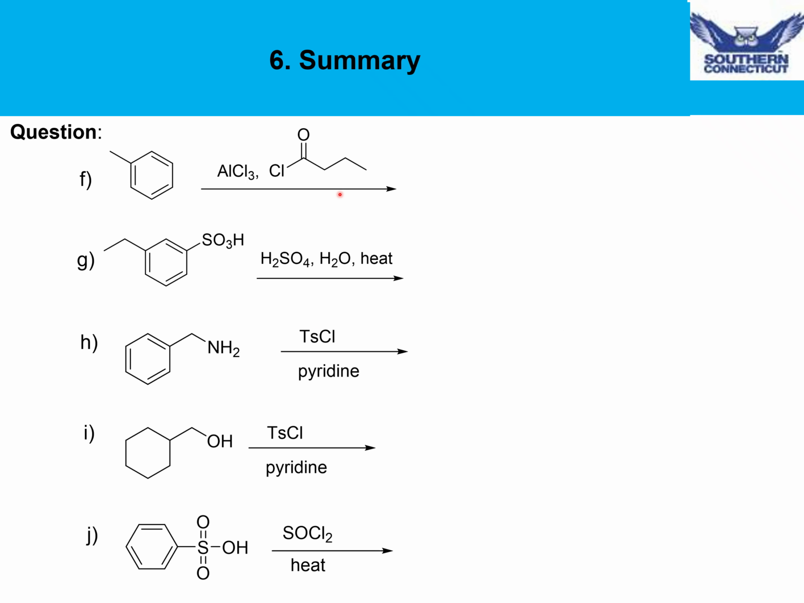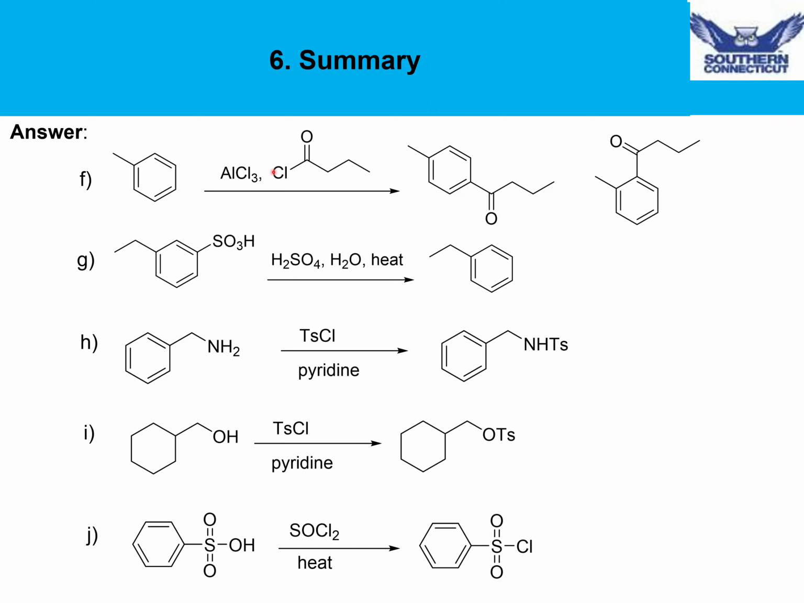We're now going to review 5 more reactions that we cover this chapter. In the first reaction, we're going to add aluminum trichloride and an acid chloride to toluene. In the second reaction, we're going to add sulfuric acid, water, and heat to a sulfonic acid. In the third reaction, we're adding tosyl chloride to an amine. Then we're adding tosyl chloride to an alcohol. And then lastly, thionyl chloride to a sulfonic acid.